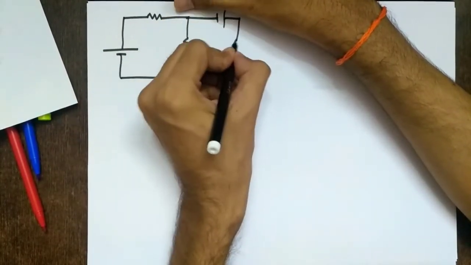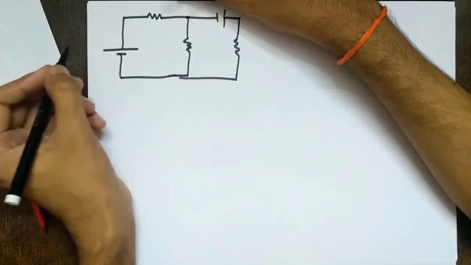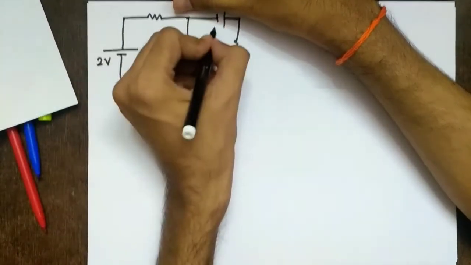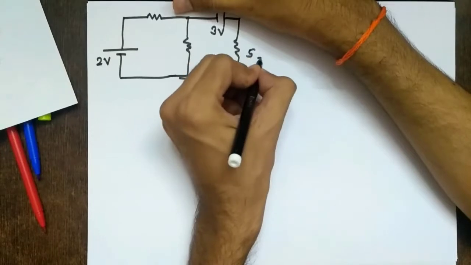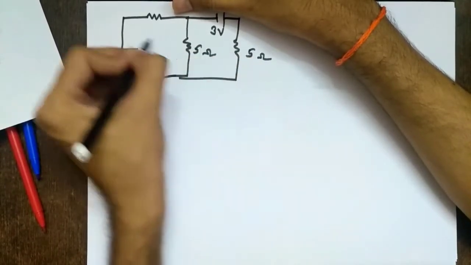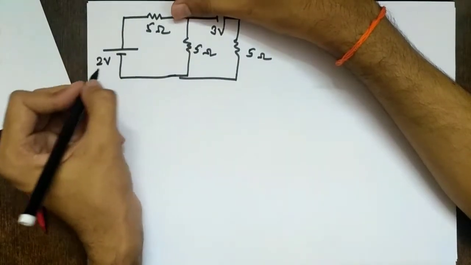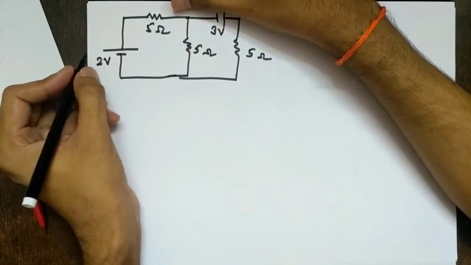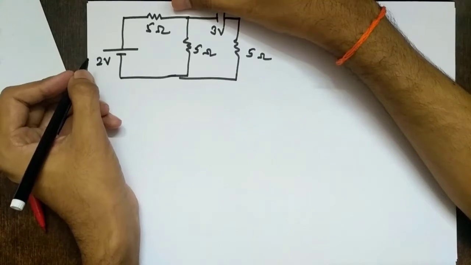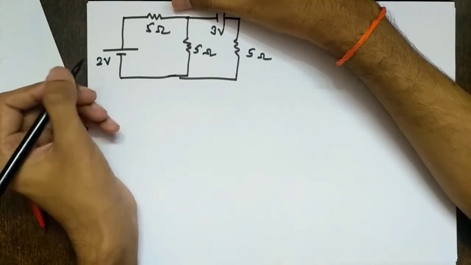Let's say there is a voltage source here. So this is 2 volts, this is 3 volts, this is 5 ohms. Let's say all resistors are 5 ohms. And I want to find what current is supplied by the 2 volt source battery.